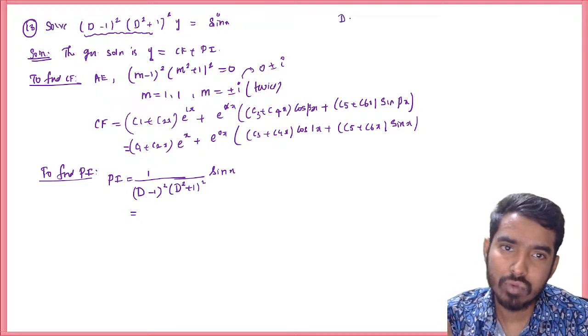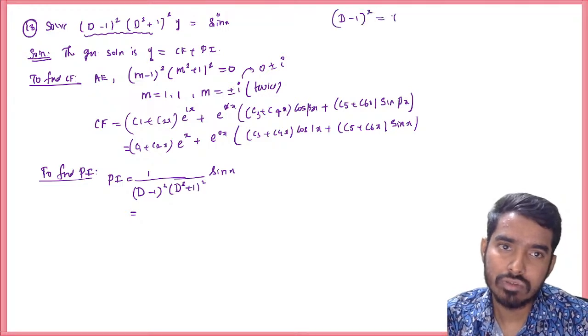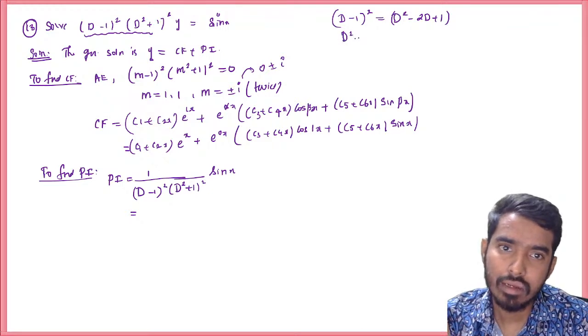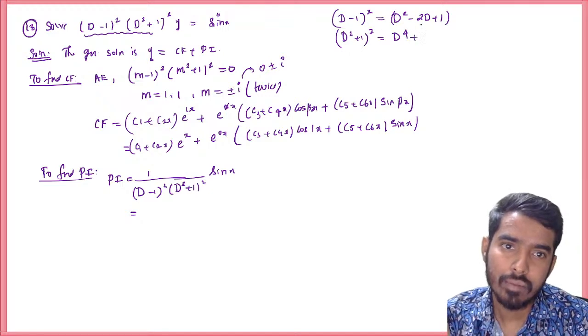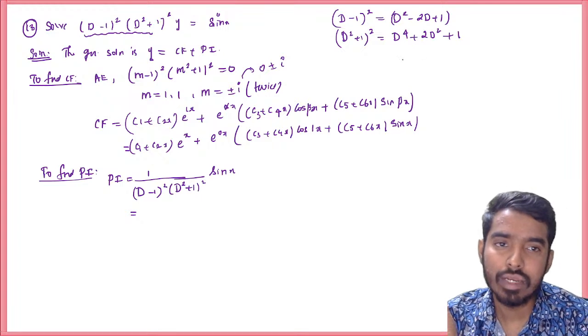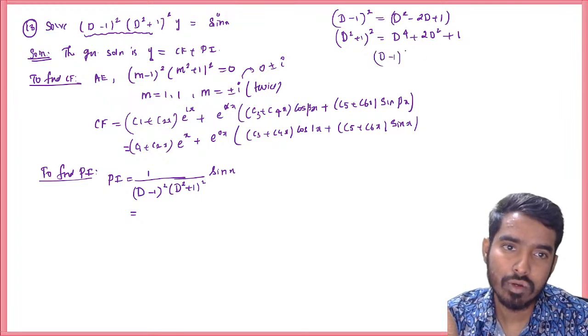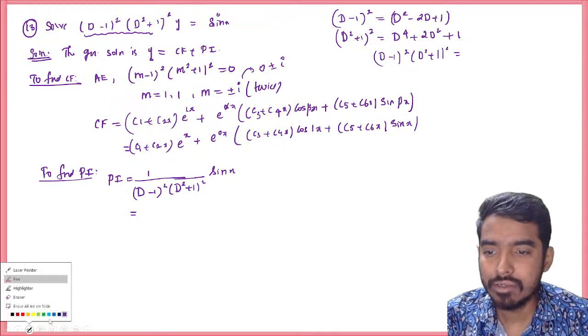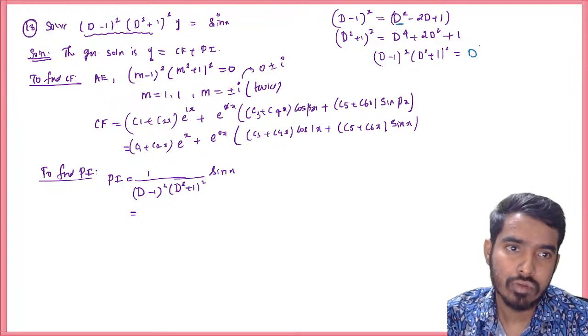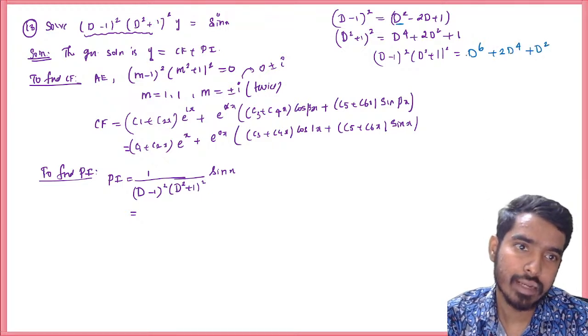So what is (d minus 1) whole square? It is d square minus 2d plus 1. And what is (d square plus 1) whole square? (a plus b) whole square is a square plus 2ab plus b square, right? When you multiply these two terms, (d minus 1) whole square and (d square plus 1) whole square, you will have d square into these terms. So you will have d power 6 plus 2 d power 4 plus d square, right?